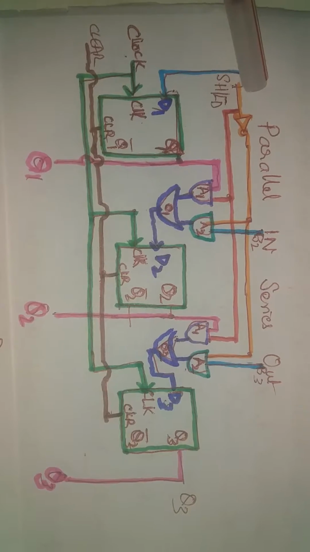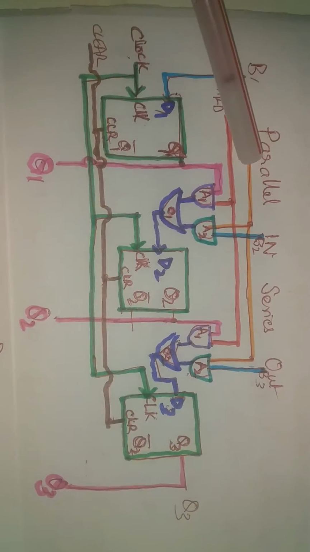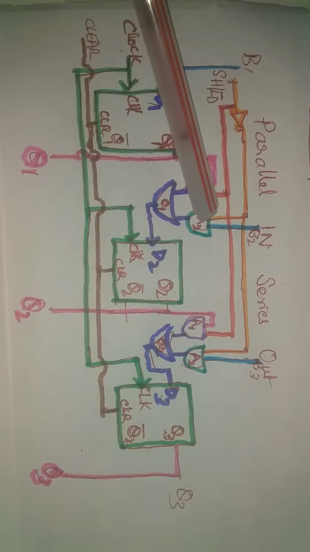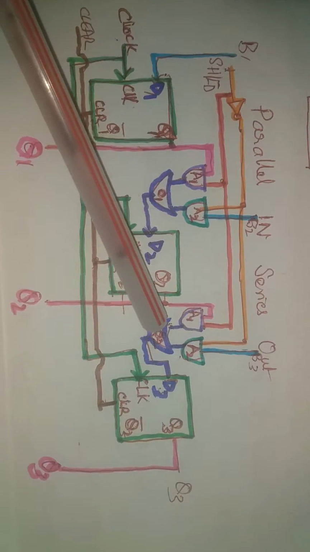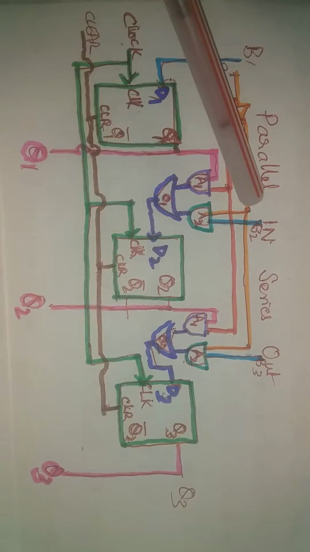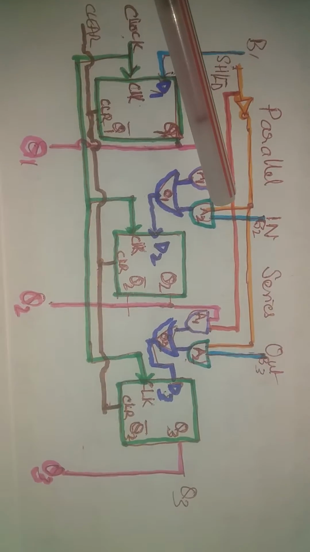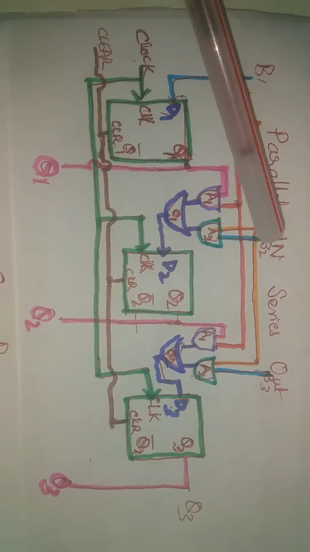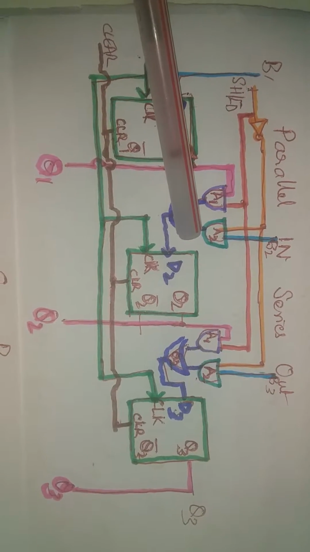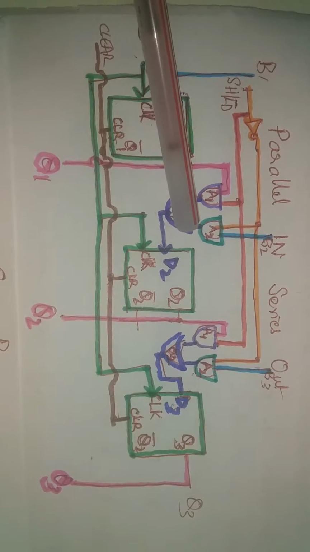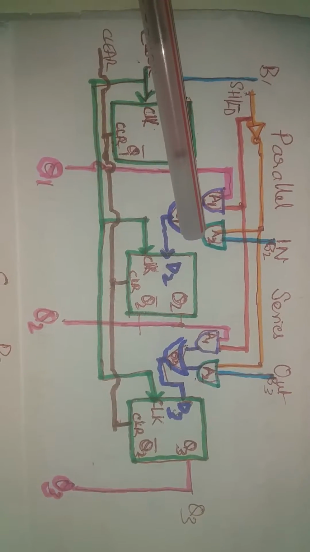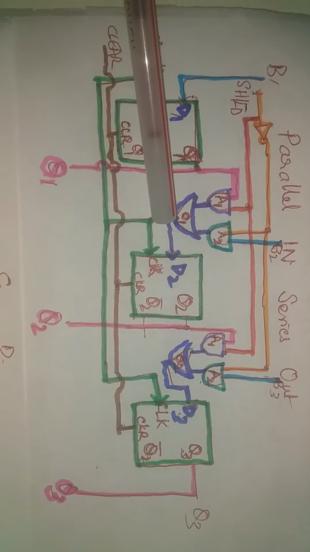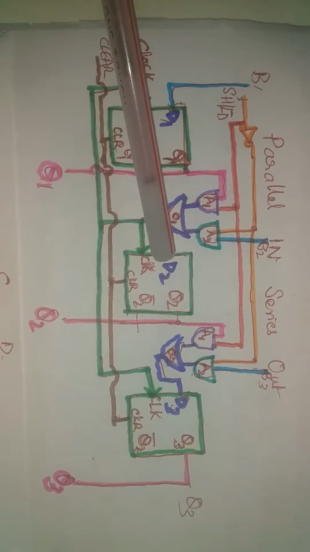When this goes 0, what happens? The output of NOT gate becomes high. This is one of the inputs to all the AND gates A2. So all the AND gates A2 become enabled, and the data bits are available at the output of AND gate. So B2 is available at the output of AND gate A2, and this is in turn available at the output of OR gate O1, which is the input to D2.